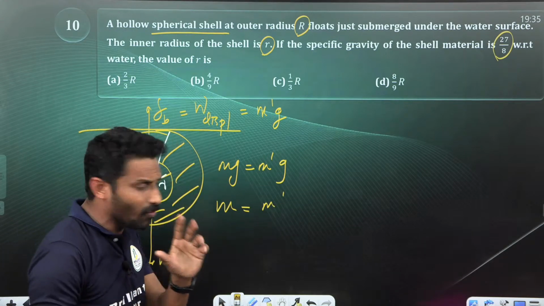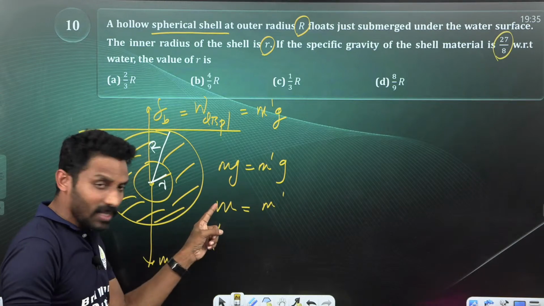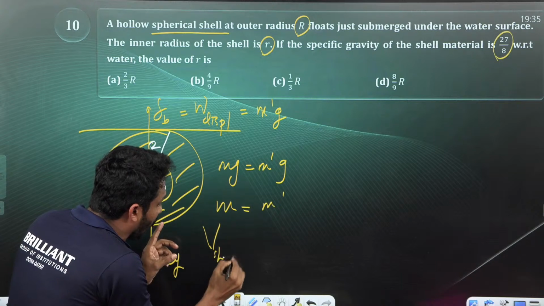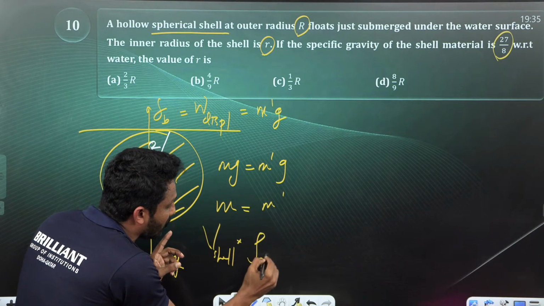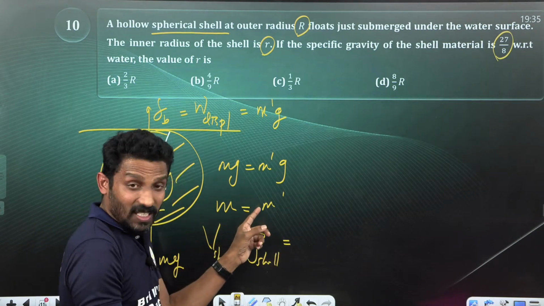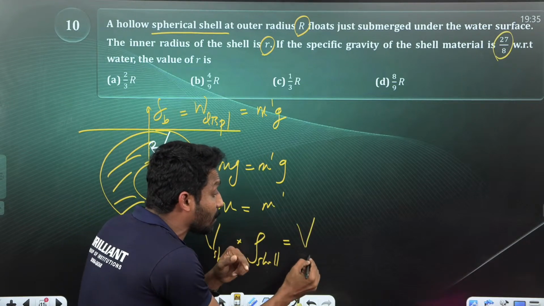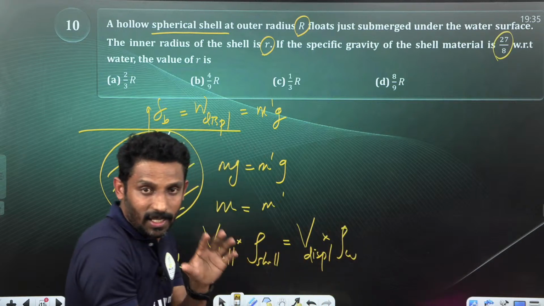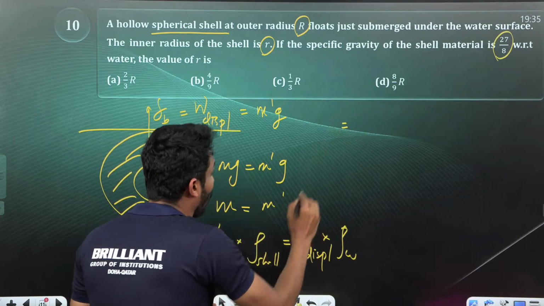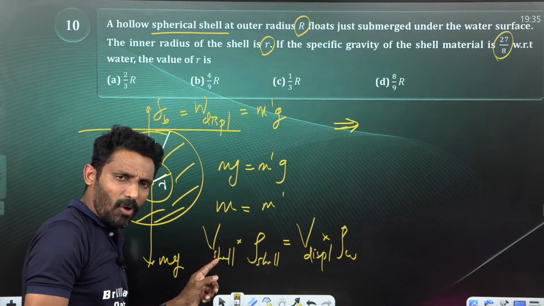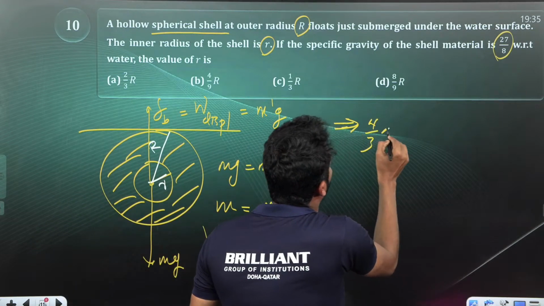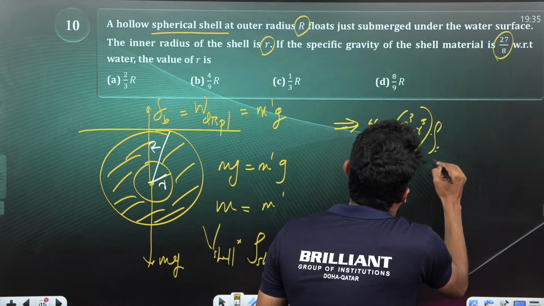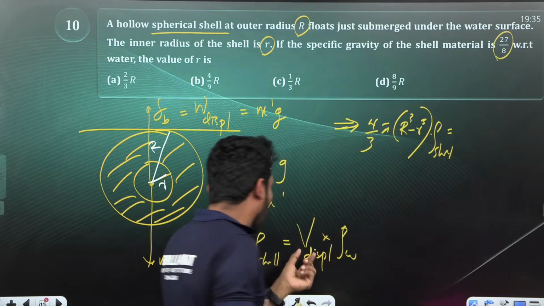Now mass is volume into density. So the volume of this shell into the density of the shell is equal to the mass of the displaced water, which is the volume of the displaced water into the density of water, isn't it? Yes. Now the volume of the shell is 4 by 3 pi into capital R cube minus small r cube.